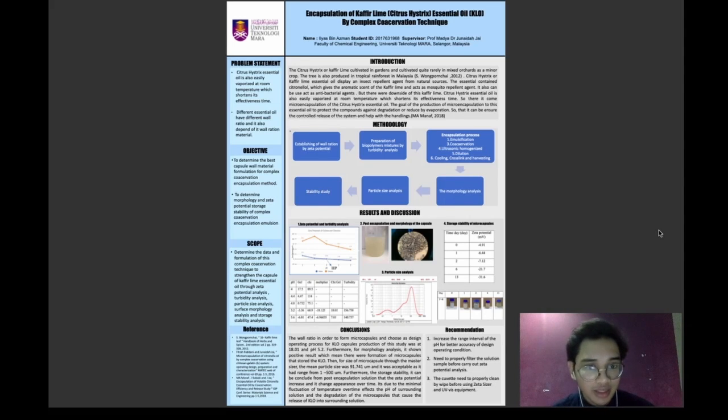The next one is the objective. The objectives of this study are to determine the best capsule wall material formulation for the complex coacervation encapsulation method, and also to determine the morphology and zeta potential storage stability of the complex coacervation encapsulation and emulsion. The scope of this study is to determine the data and formulation of this complex coacervation technique to strengthen the capsule of kaffir lime essential oil through analyses, which are zeta potential analysis, turbidity analysis, particle size analysis, surface morphology analysis, and storage stability analysis.